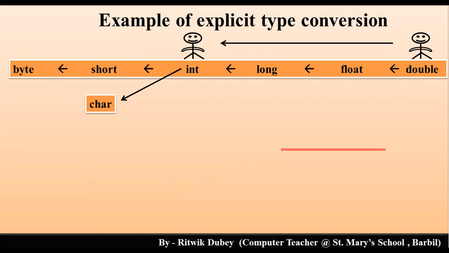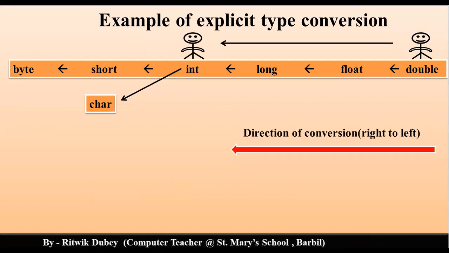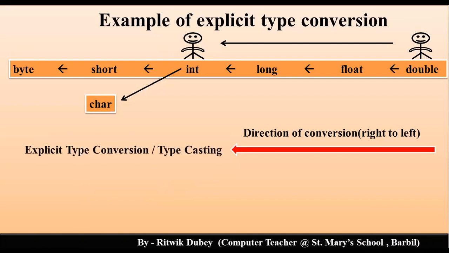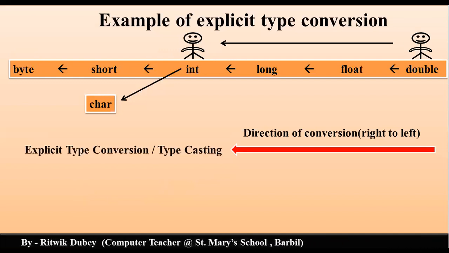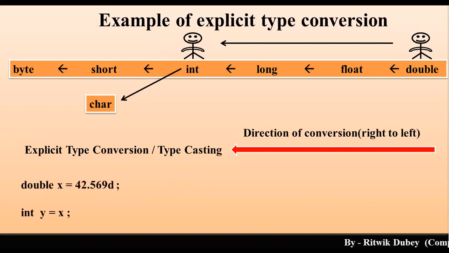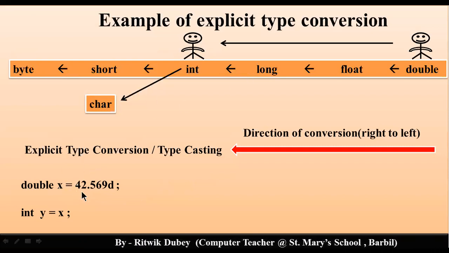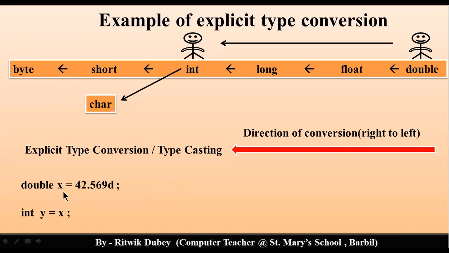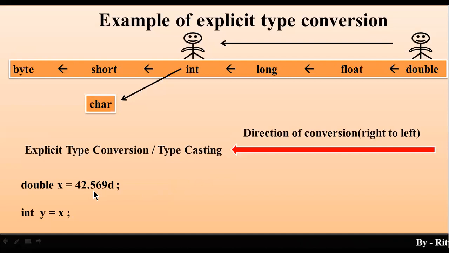So what is the direction of conversion? The direction of conversion is from right to left. This is called explicit type conversion or typecasting. Now you can see the first statement, try to relate it with the diagram. Double x is equal to 42.569D. So 42.569 is a numeric, floating point, real value, which is getting stored in variable x. So you have a value whose data type is double.